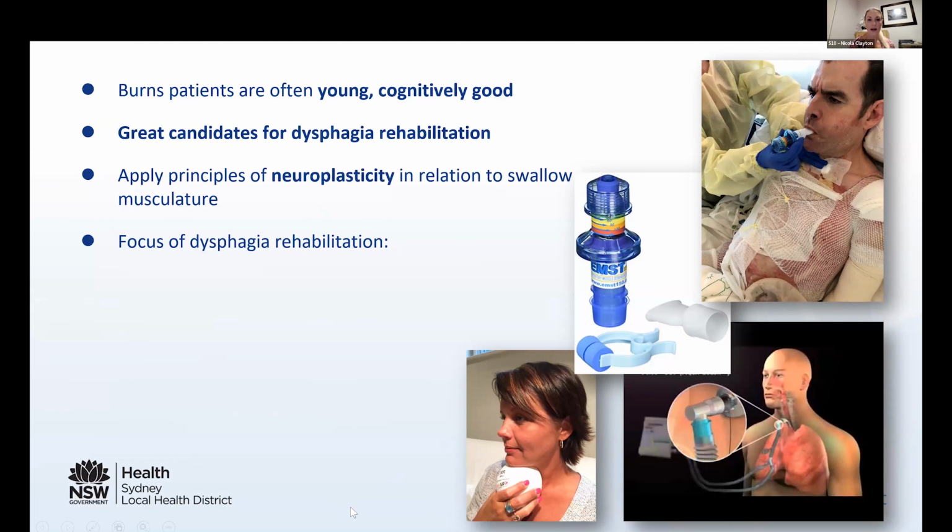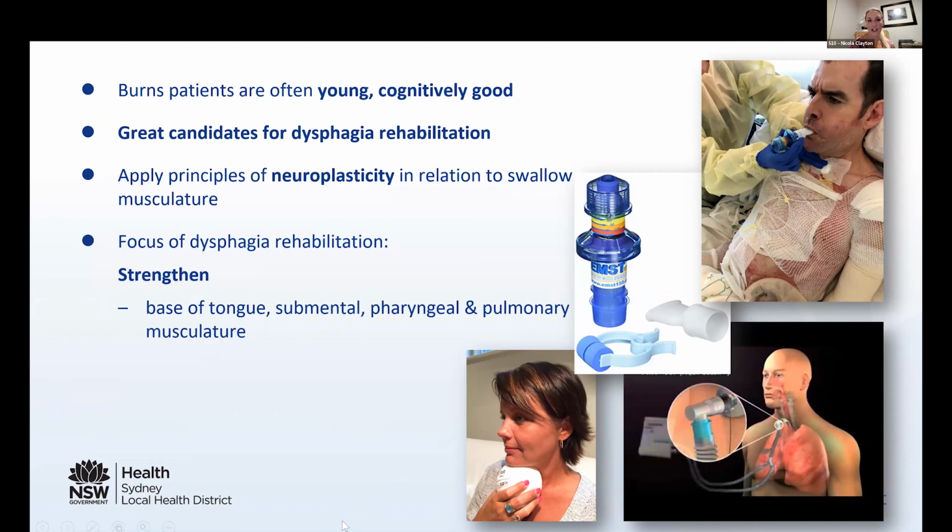And with our focus on swallow rehabilitation, we really look at strengthening the base of tongue, the submental, pharyngeal and pulmonary musculature, and also focus on increasing the range of movement, not only of the laryngeal musculature, but also orofacial musculature as well.